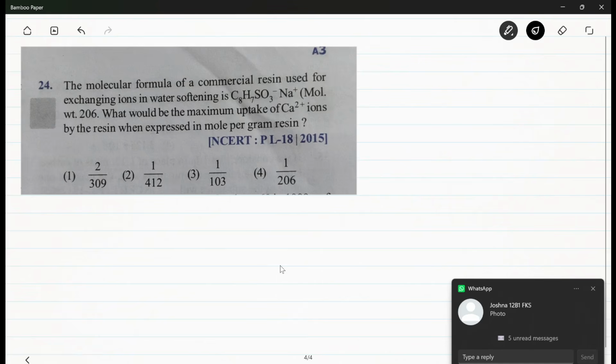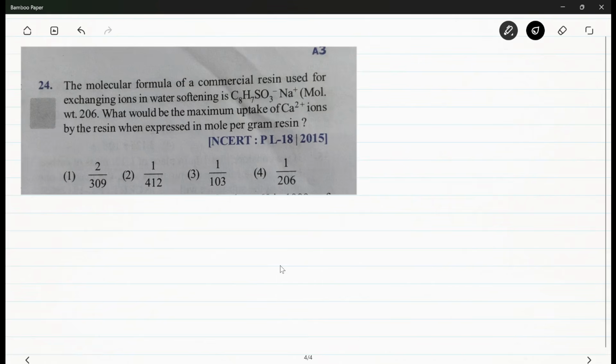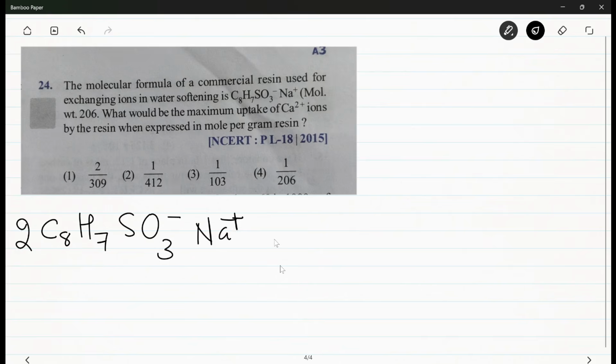So see this one. Read the question first. Don't worry about resin and all. Only tell me the molecular mass of the resin. That's it. Anyone? SC8H7SO3 minus Na plus. Already given. Sorry. Into 2.